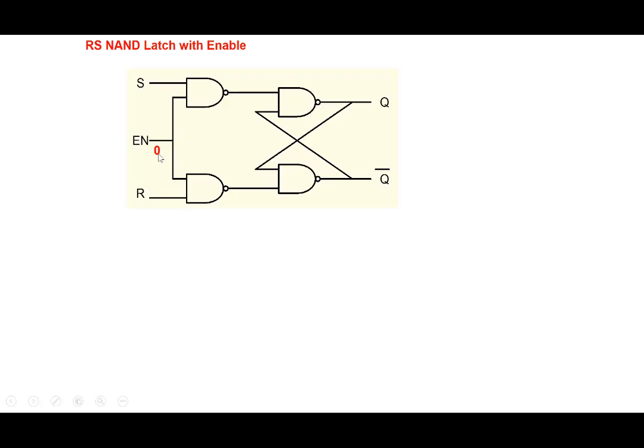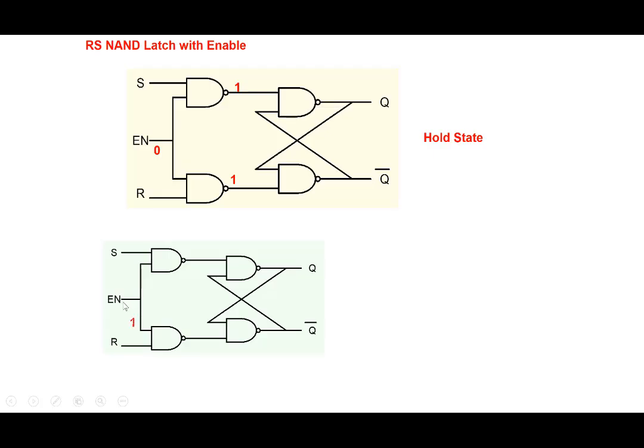So note that it's easy to see that when enable is 0, the output is 1, 1, and therefore my latch will remain in the hold state here. No matter what I apply at S and R, these two inputs will not change, and the latch will stay in its original state, or the present state, Q and Q bar here. So it's the hold state here.